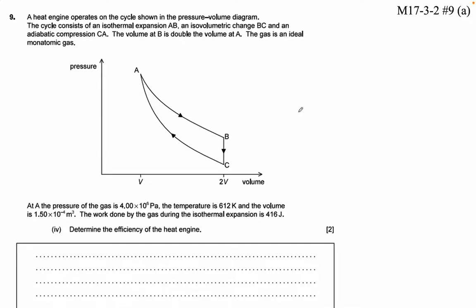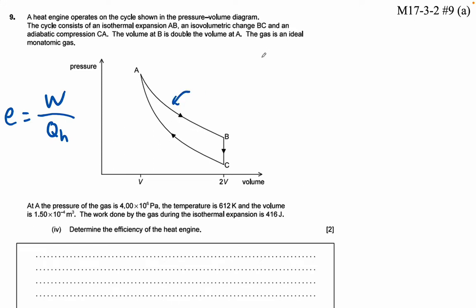Okay, so we want to find the efficiency of this, right? And the efficiency is a little bit tricky. The efficiency is going to be the net amount of work done, the total amount of work done divided by the net amount of heat that flowed into the heat engine. Well, the heat that flowed in is actually pretty easy. We can figure that out, because the heat only flows in during AB.